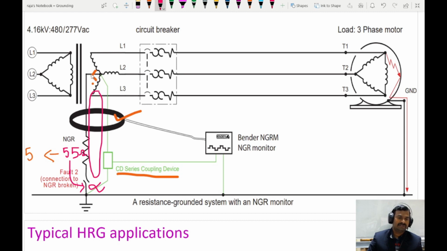Or in case of fault current flowing, the CT will detect and give the respective alarm or signal. So this is to monitor the fault current in the system grounding side, as well as the way to identify whether the NGR is properly connected to the ground or not. Okay, so this is about NGR monitoring.